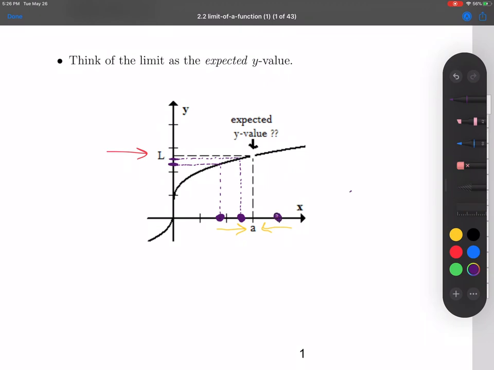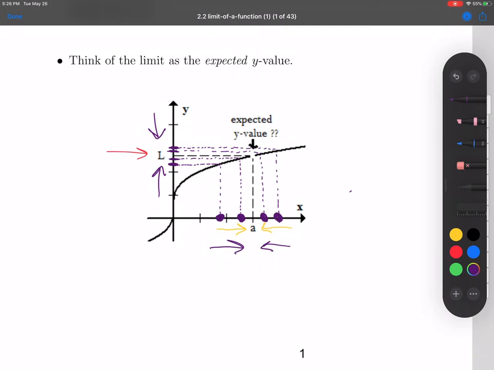And if I do the same thing on the right-hand side of a, so maybe I pick something right here, and I see where it hits the graph, and then I connect it over to the y-axis and say, okay, it's right here. There's my y value. And I do one more, even closer to a, but still on the right-hand side of it, and see where it touches the graph, connect it over to the vertical axis, the y-axis. And you guys can see, okay, as I'm getting closer to a from the right and from the left, as my x values are getting closer, my y values are getting closer to L. So this is the idea.